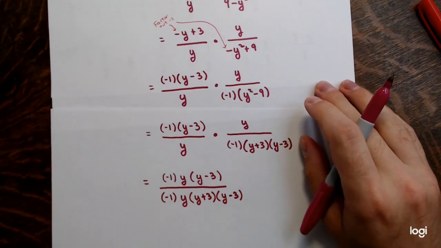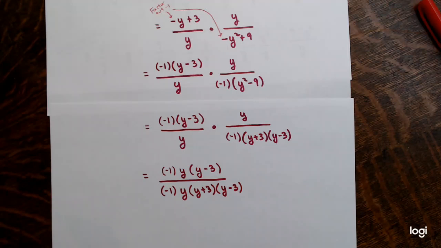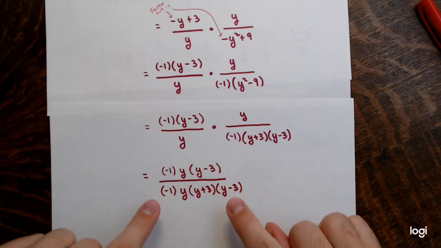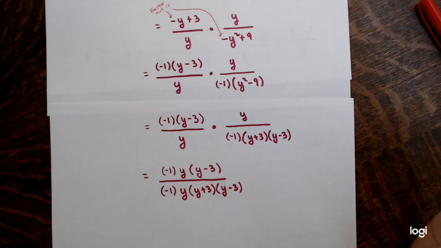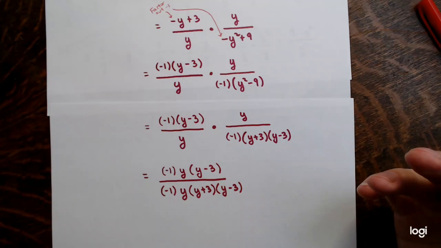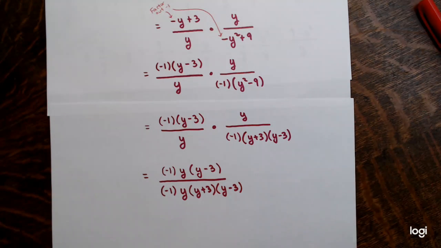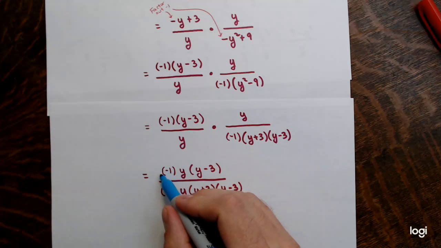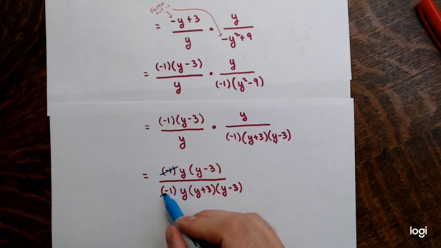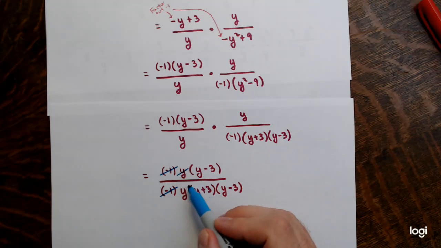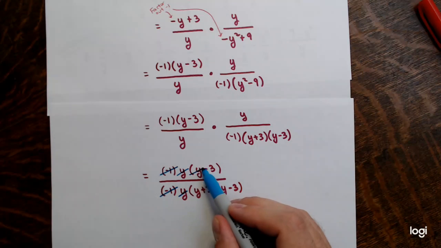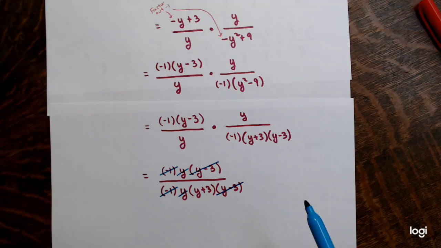Alright, great. And then finally, now I have a single fraction, which is what I wanted, right? This whole time we want just a single fraction, but I want it simplified. I want no common factors in the numerator and denominator. So I'm seeing the common factor of negative 1, so I can divide that out. That'll become 1. They have a common factor of y. They also have a common factor of y minus 3. All right, lots of common factors here.